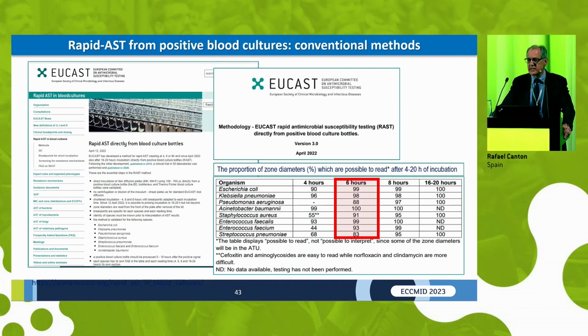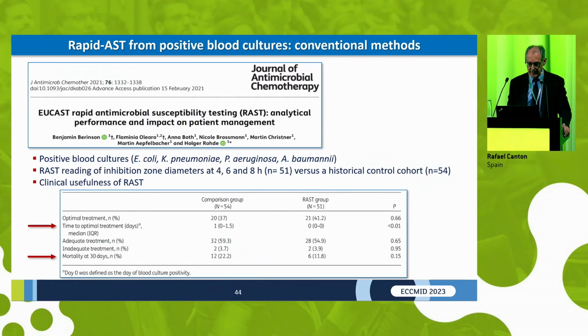And that was also the idea of the RAST with EUCAST, just applying the inoculum directly to the plate, and also trying to read these results at 4 hours, 6 hours, and 8 hours. I mark 6 hours here because this is a reasonable time. Sometimes with 4 hours, not all the antibiotics can be read in a very efficient way, but with 6 hours, you obtain adequate accuracy of the inhibition zones.